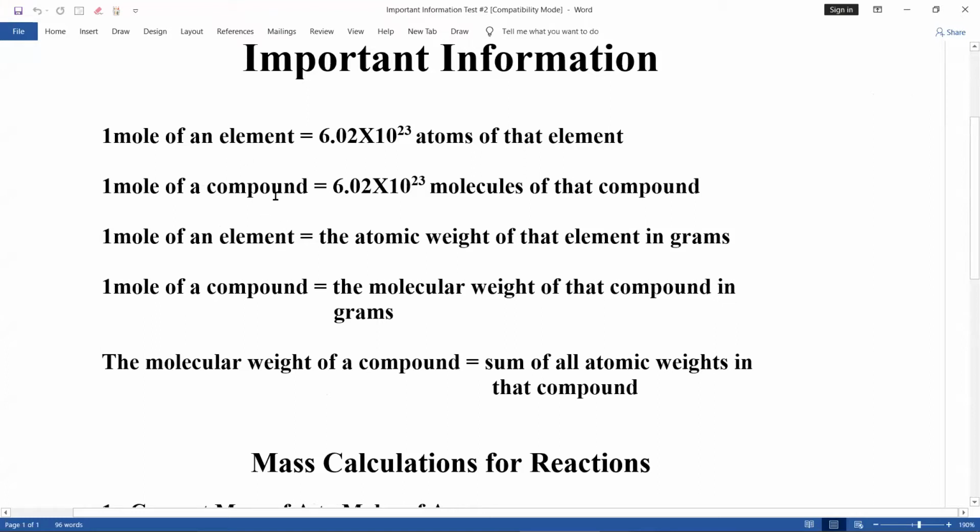The first thing I want to cover is 1 mole of an element equals Avogadro's number. You should know 6.02 times 10 to the 23rd is Avogadro's number. 1 mole of an element equals Avogadro's number of atoms of that element, and 1 mole of a compound equals Avogadro's number of molecules in that compound.